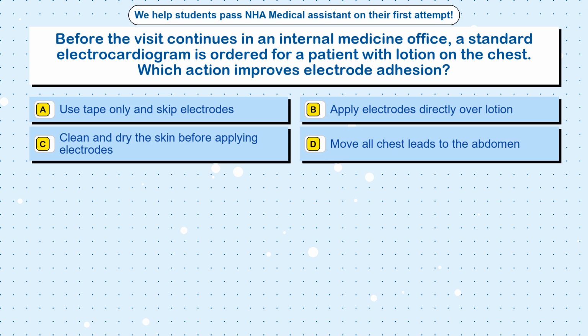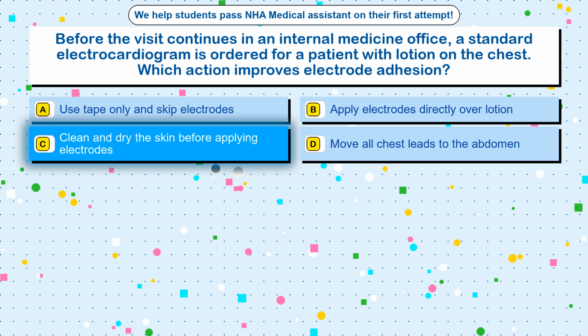Question 96. Before the visit continues in an internal medicine office, a standard electrocardiogram is ordered for a patient with lotion on the chest. Which action improves electrode adhesion? Option A. Use tape only and skip electrodes. Option B. Apply electrodes directly over lotion. Option C. Clean and dry the skin before applying electrodes. Option D. Move all chest leads to the abdomen.